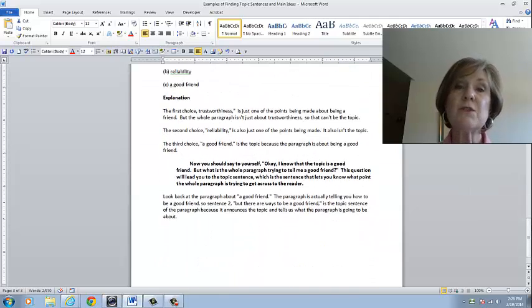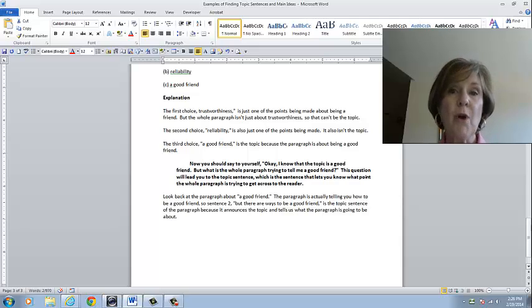So this is the process or the thought process that you should go through when you're trying to determine a topic sentence. Study this, go over it, send me any questions that you have so I can clear up any doubt about anything on this topic.